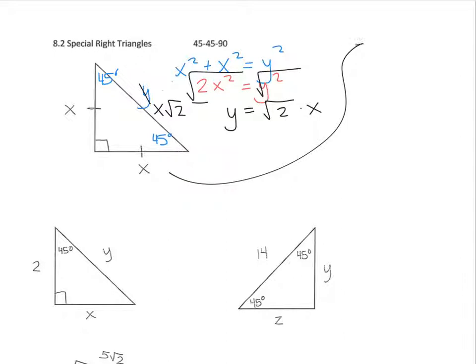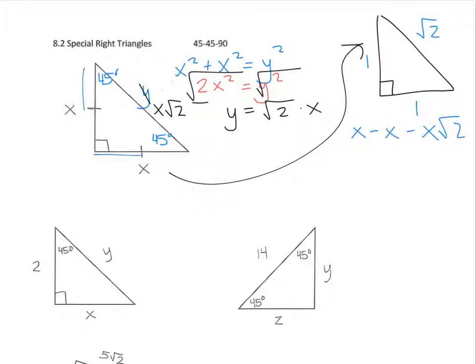So the ratios of the sides of a 45, 45, 90 are 1, 1, root 2. What I mean by ratios, you could write this as x, x, x root 2, but that reduces to 1, 1, root 2. That's how I get 1, 1, root 2. So any 45, 45, 90 triangle is going to have the same ratios. So we're going to use what we learned last chapter with similar triangles to find the missing side lengths.